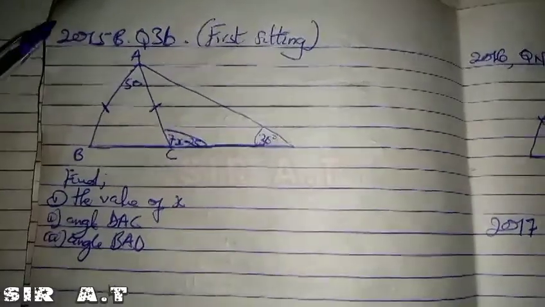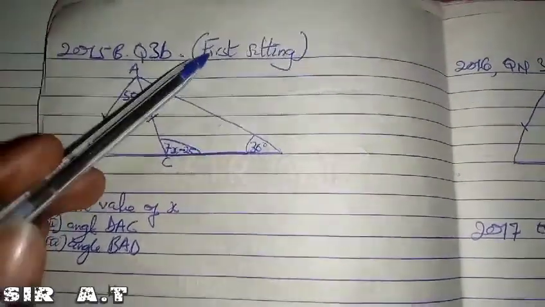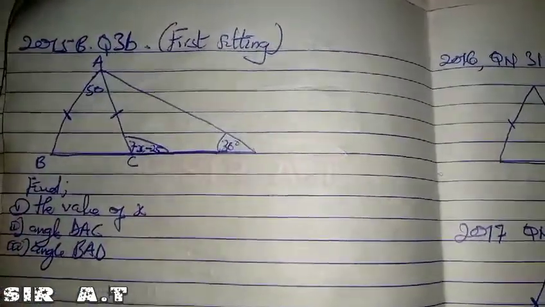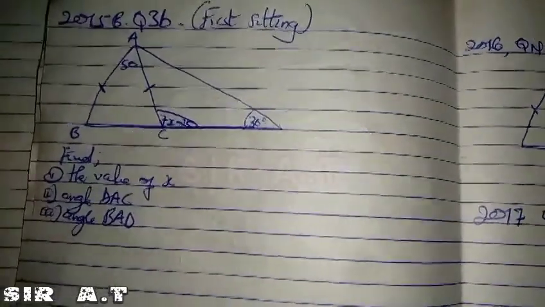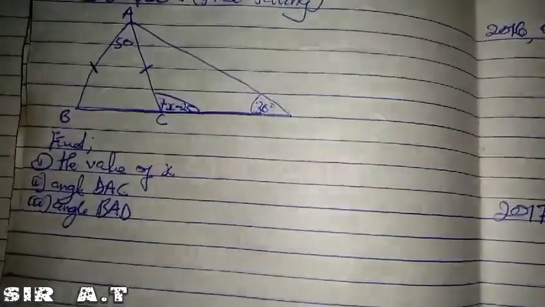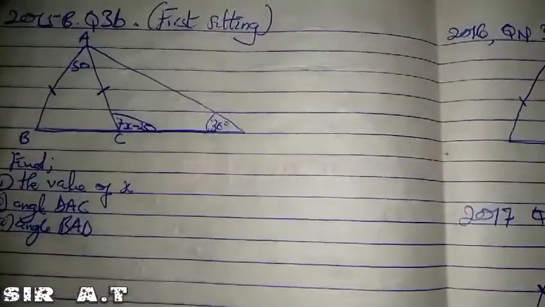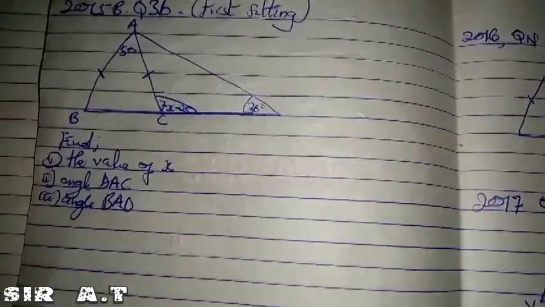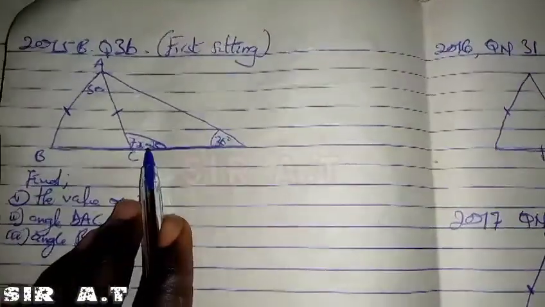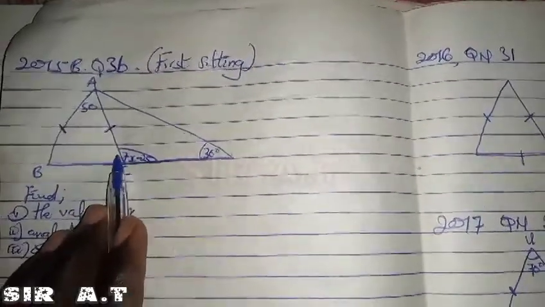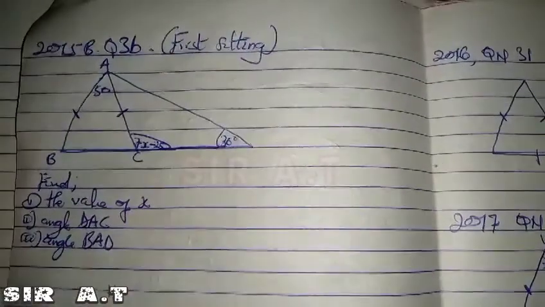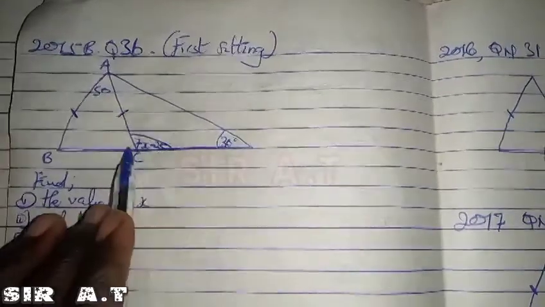Okay, so this is 2015, question number 3B. That is first setting, as there was a cancellation of exams due to leak question or examination or practice. So let's find the value of x. If you know here, you can find our x. This is angle in a straight line. So how do you find this?